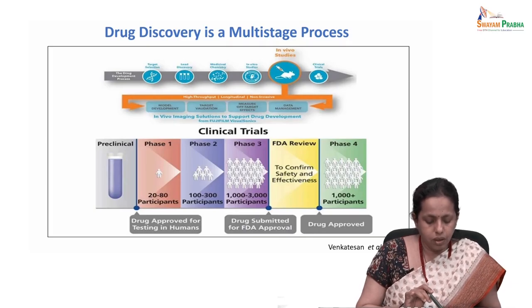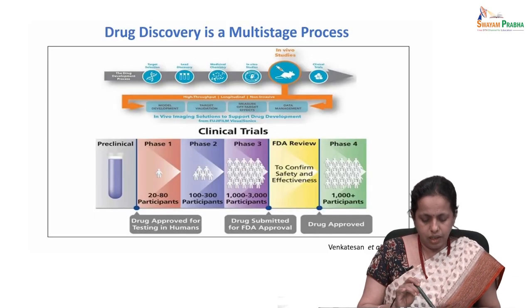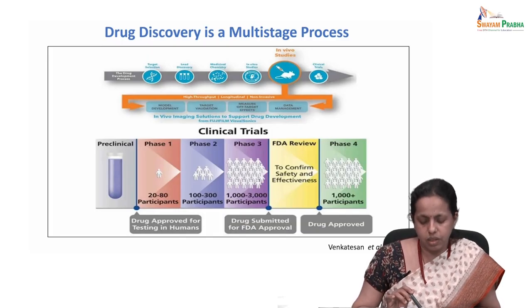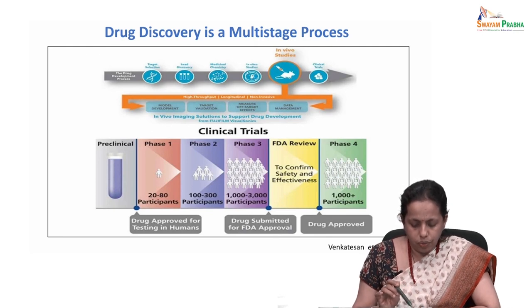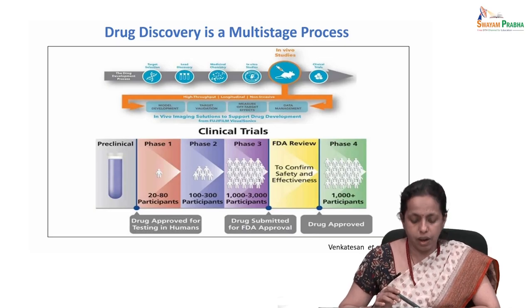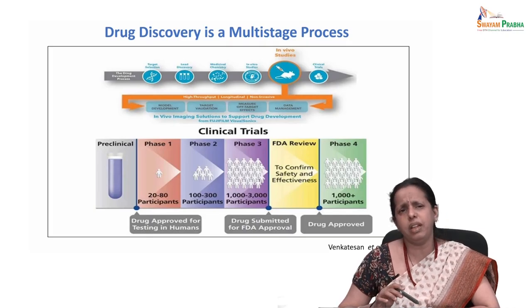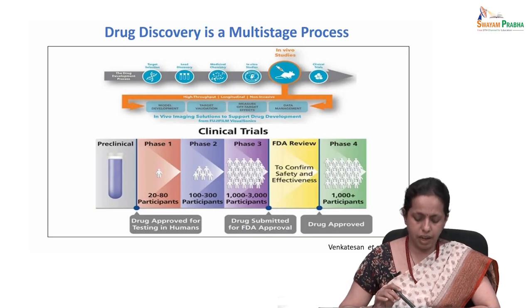Then as you increase to phase 3, you have 100 to 3000 participants, and it goes to safety and effectiveness of the drug. Then you go to phase 4, where mostly after the FDA reviews and the drug gets approved, it is in the market, but the last phase will only include the final safety and effectiveness.